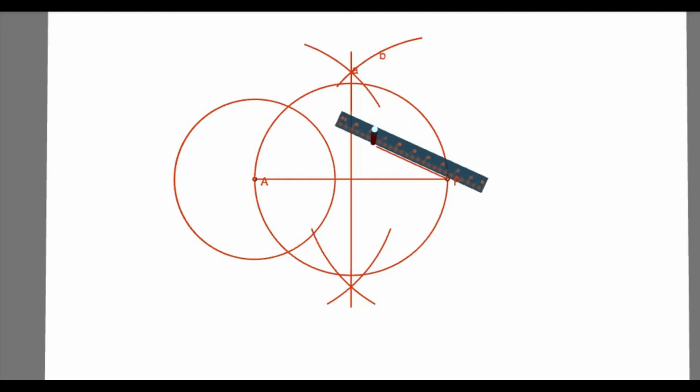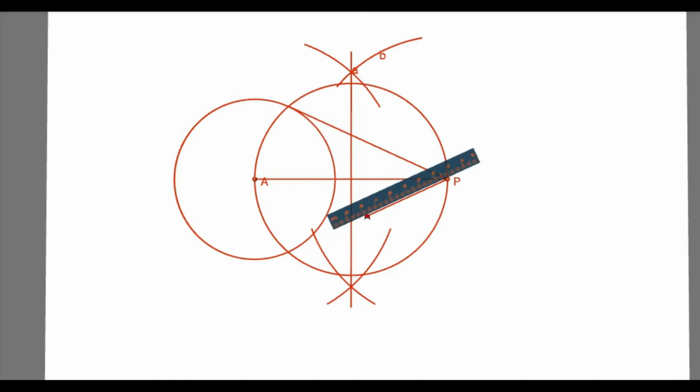Then we draw the line segments to those points. Those are the tangents to the circle from P, and we name them PQ and PR. Name it Q and it is R. Here if you join AQ, what will you get?